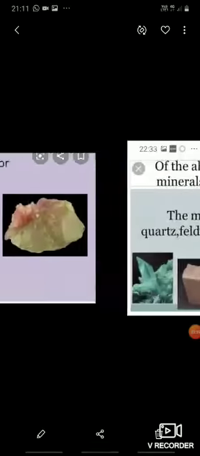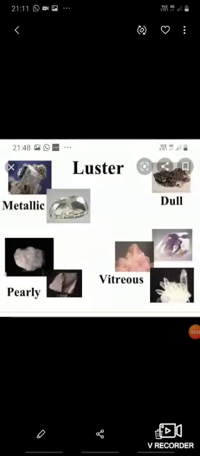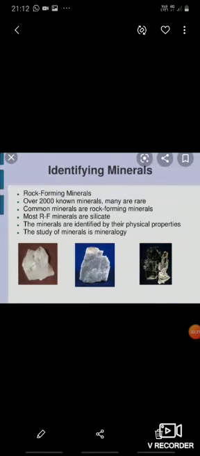Now first we are discussing color, a physical property of minerals, in which luster is the second important property, which also depends entirely on the light. Metallic luster, dull, vitreous, pearly, etc. When we show the mineral in the light, what it shows is called luster.